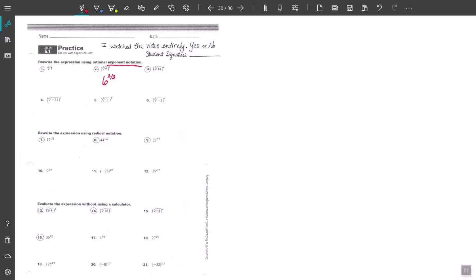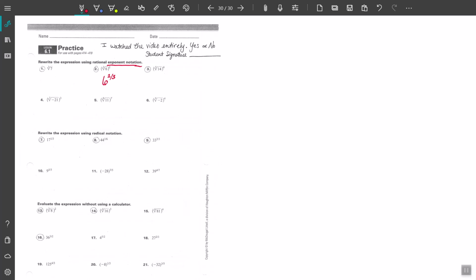So the cubed root of 6 squared can also be expressed as 6 to the 2/3 power. We can use that 6 to the 2/3 power. We can actually type that into the calculator and get an answer that we can round to the nearest hundredth.